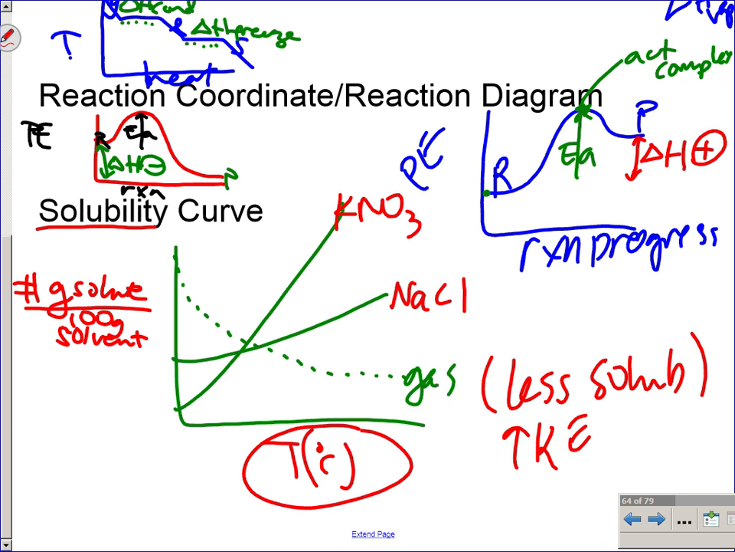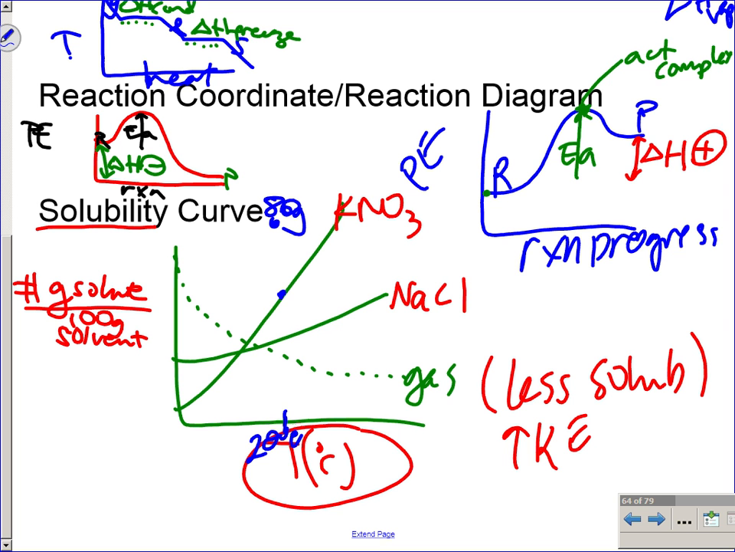I could ask you, is this solution saturated, unsaturated, or supersaturated? And what are you looking for when you hear those words? Above the line, on the line, or below the line. So if I said, at 20 degrees Celsius, I put in 80 grams of potassium nitrate, what kind of solution have I made? 80 grams, let's call it up here. Supersaturated, because it's above the line of saturation.